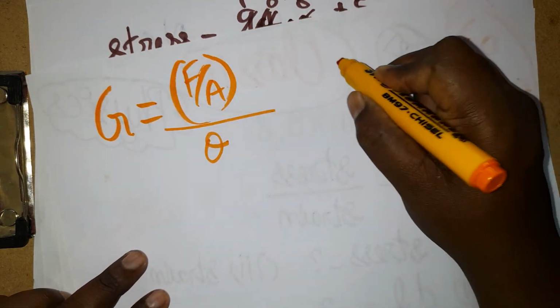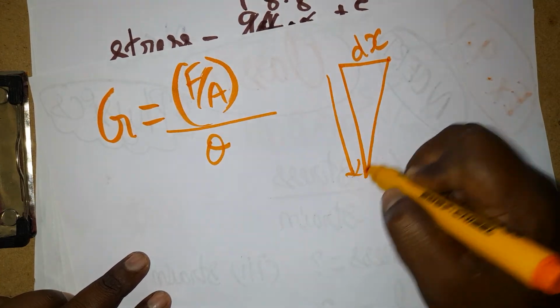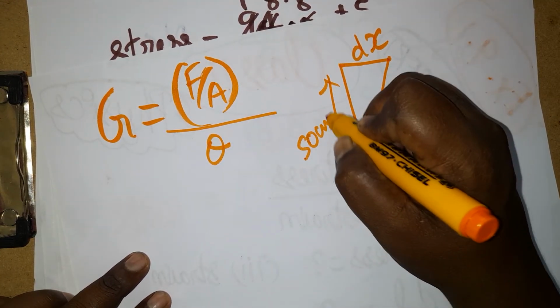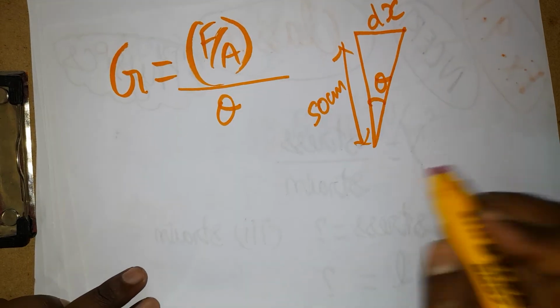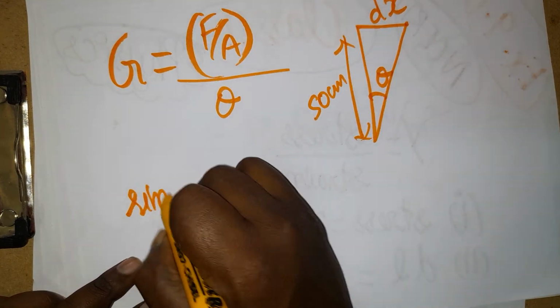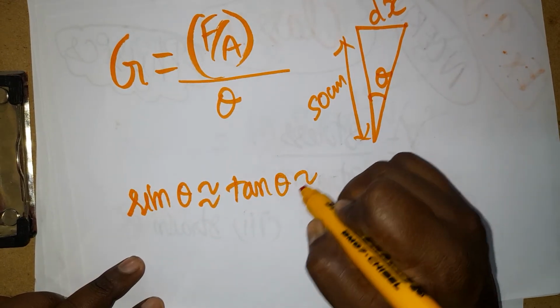Here the angular displacement happened, dx only we are going to find. This length is going to be 50 centimeter. Now this is called theta. When the angle is very small, sin theta is approximately equal to tan theta is approximately equal to theta.